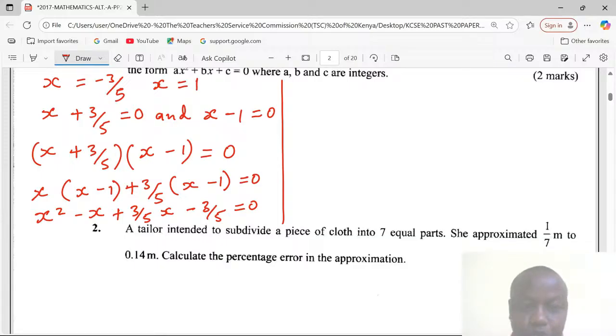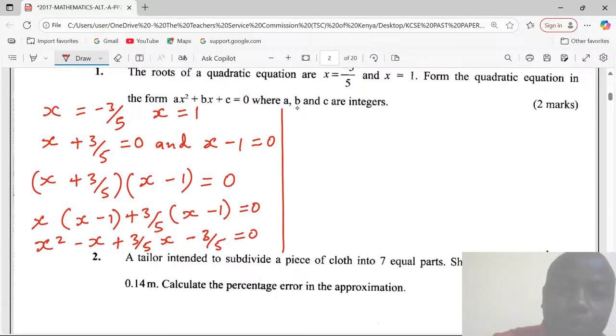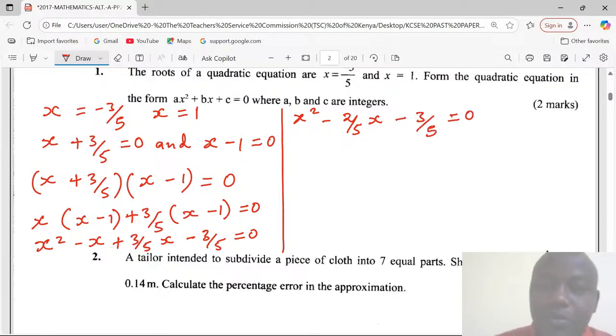Now I'm going to group terms. -1 +3/5 is -2/5 x. Therefore, we have x squared minus 2/5 x, then minus 3/5. This is all equal to 0.